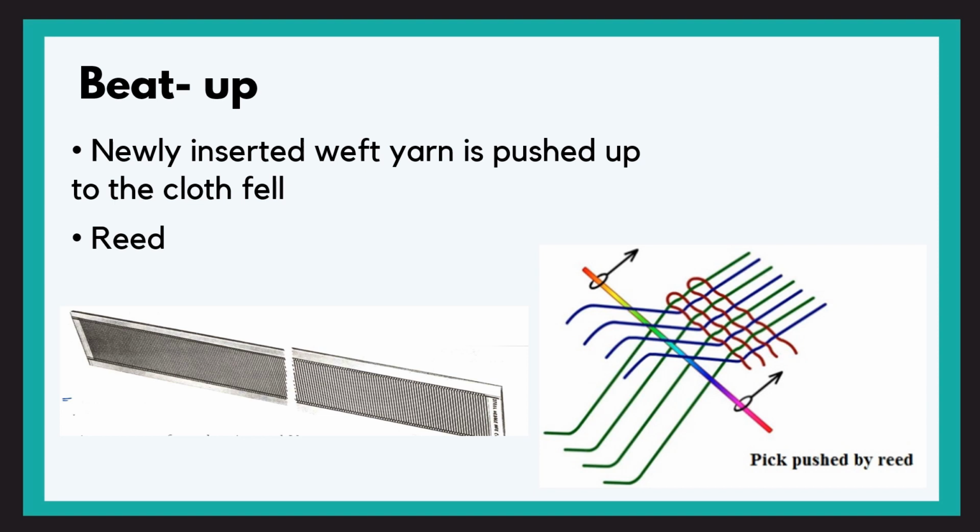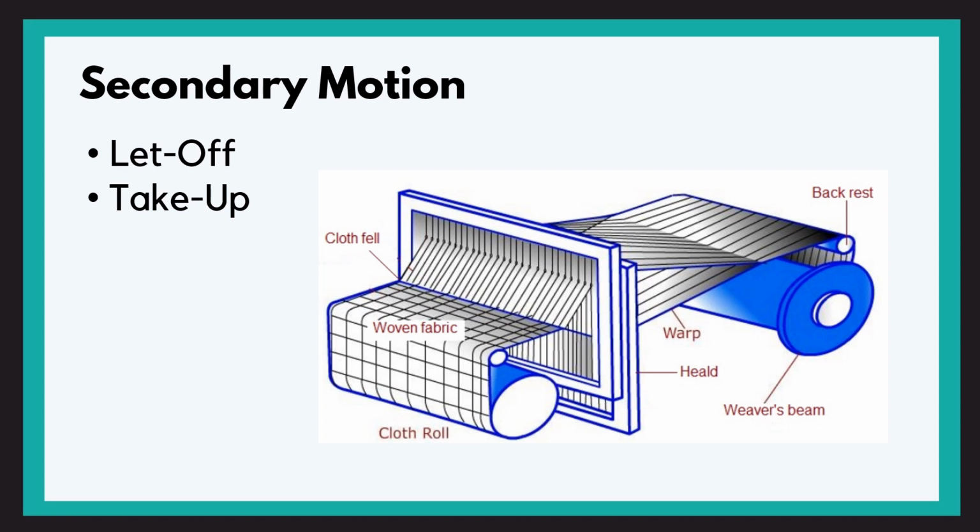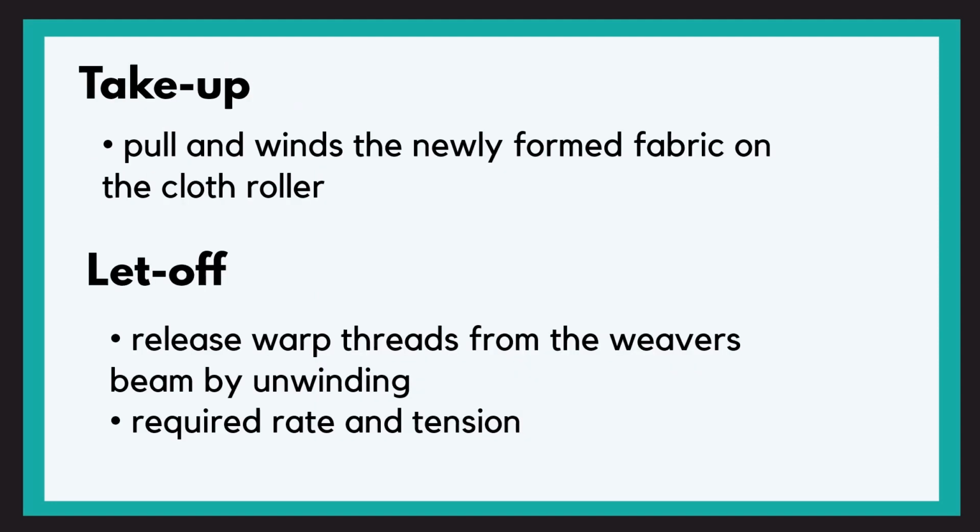Now let us move on to secondary motion. Now we understood the insertion of a pick and how it is done. But we also have to consider the input and output material. So for continuous production, the secondary motions come into play. So these are the let off and the take up motion. So the take up motion. Now the process of winding the newly formed fabric on the cloth roller is the take up motion.